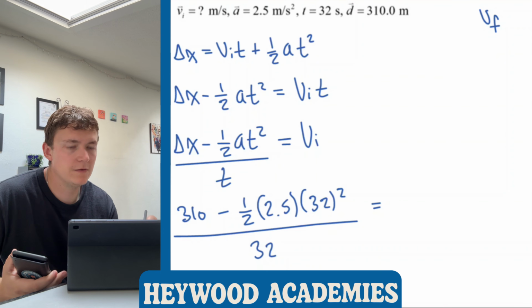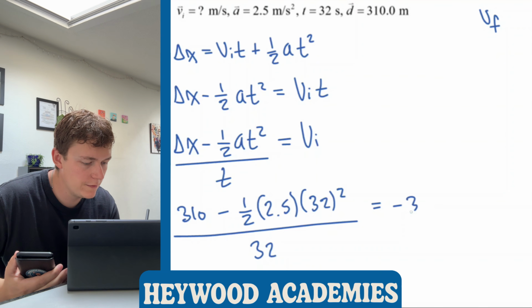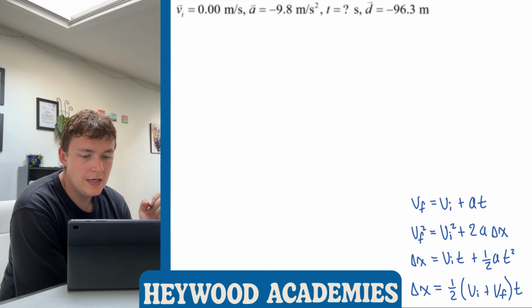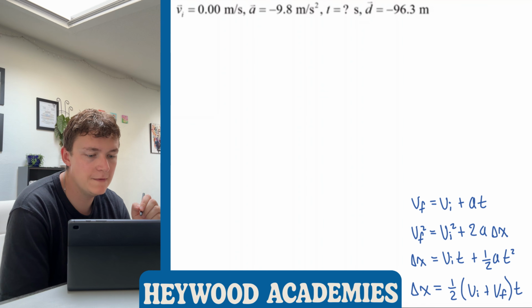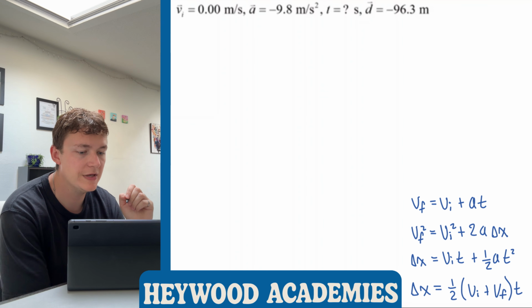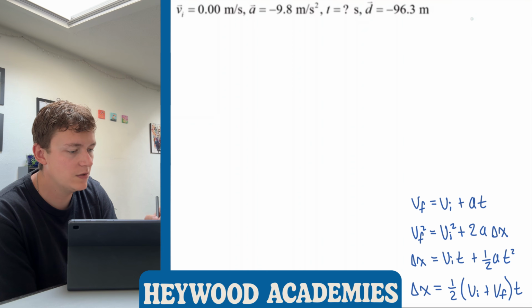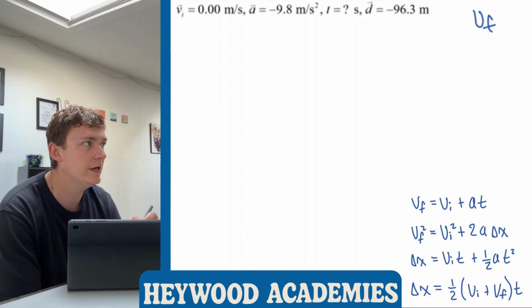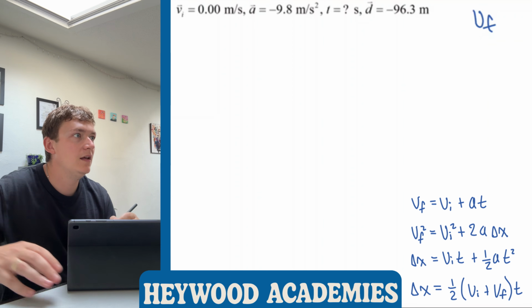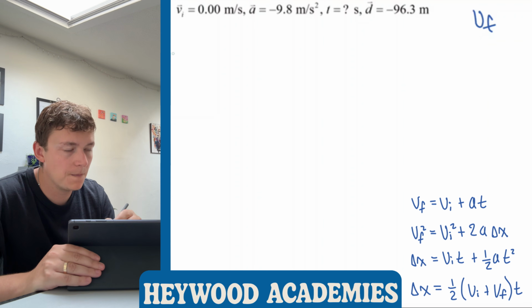Okay, we got an initial velocity of negative 30.3. Okay, we got another one. Initial velocity is 0, giving us the acceleration, looking for time given the displacement. So same thing with this one, we don't have the final velocity and we are not interested in solving for it. So that means we're going to use the same equation here.